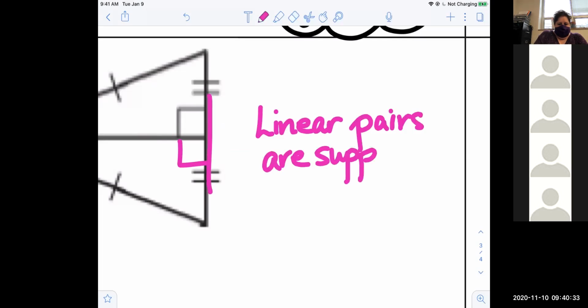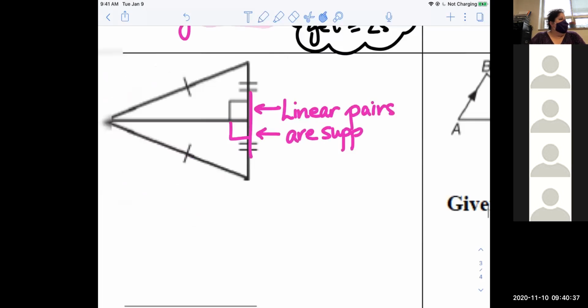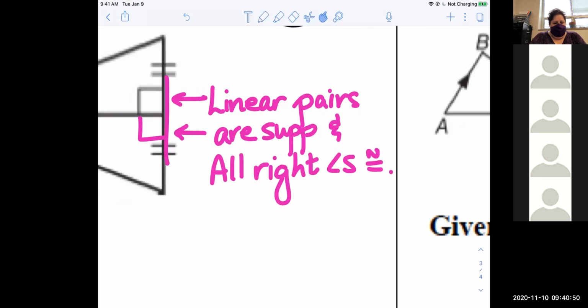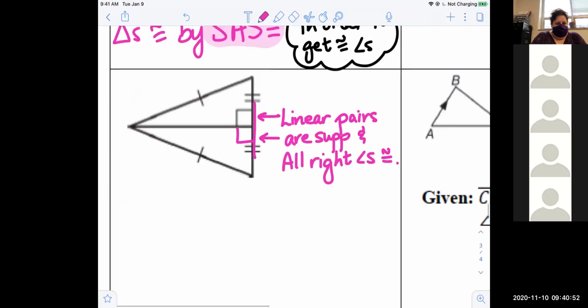So those are congruent because linear pairs are supplementary. And then anytime that you have right angles marked, you can always consider those to be congruent. So the other reason is all right angles are congruent. Even though they won't be marked with the little arc, you're always going to be able to say the right angles are congruent.